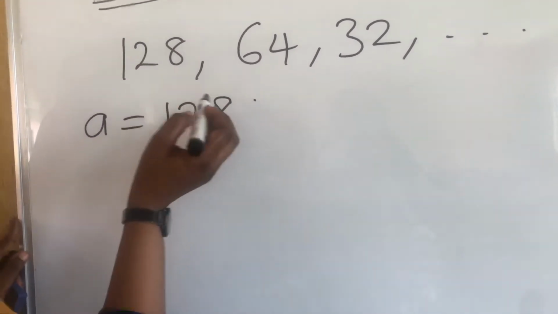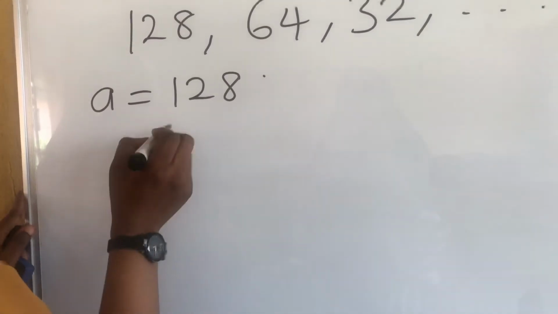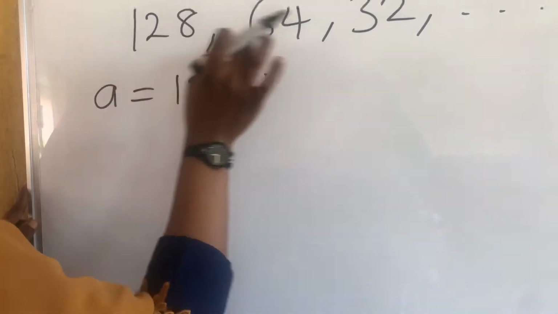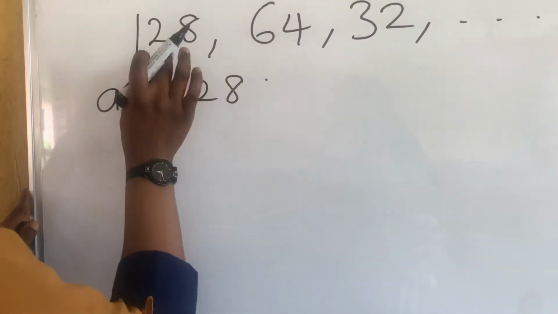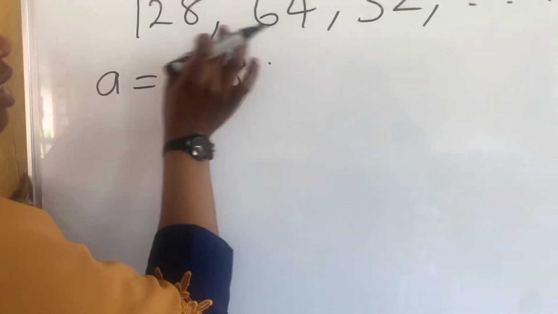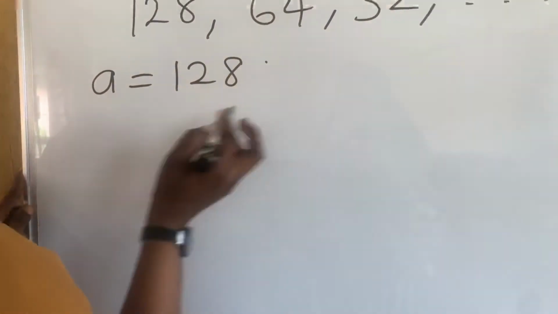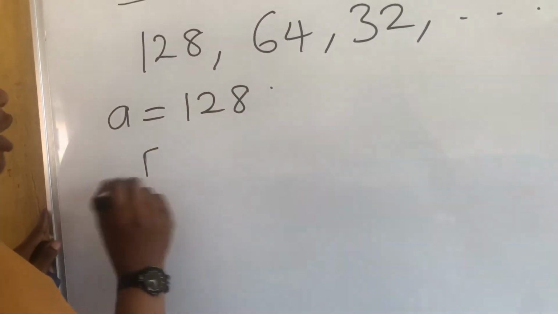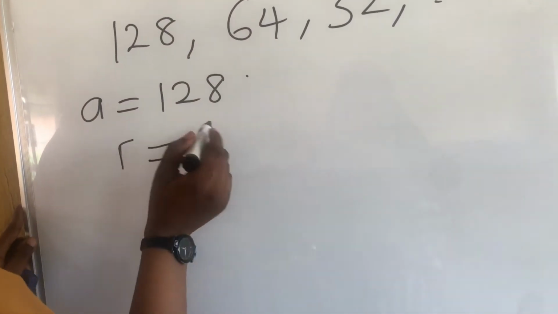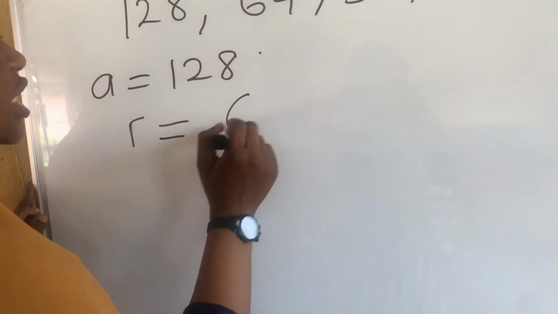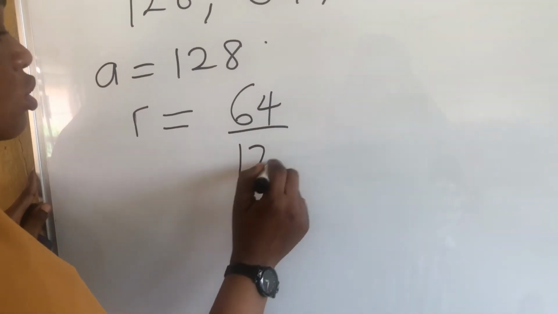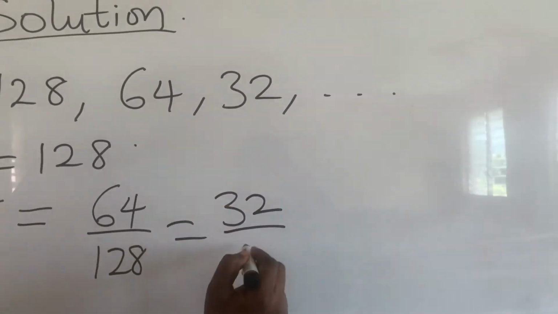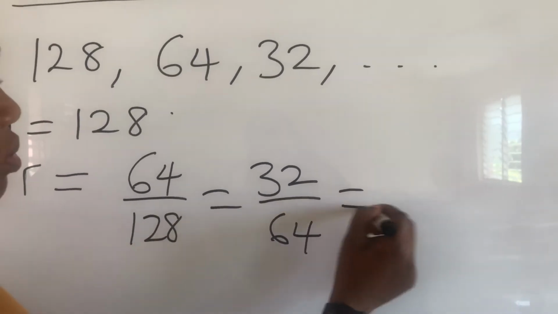Now, let's check if it is a common difference. What are we going to add or subtract to the first term to give us the second term? We can see that this one is dividing. It's decreasing, so we can see that this one is a GP. Now, to find the common ratio, it will be equal to the second term, which is 64, divided by the first term, 128. It's the same thing as the third term divided by the second term, and so on.